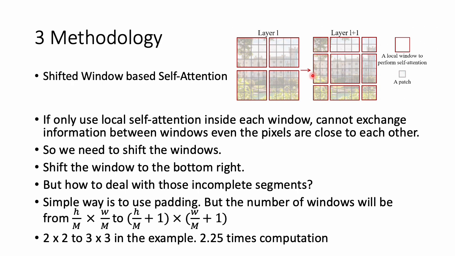Cool solution, but there is one issue. How to deal with the incomplete segments? Because batch computation needs to take the input with same dimension. One simple way is just to pad each incomplete segment to a complete window size. But that will increase window number. For example, 2 by 2 is gonna be 3 by 3.